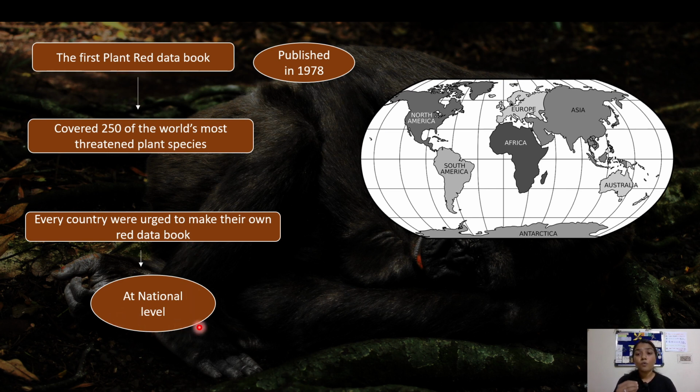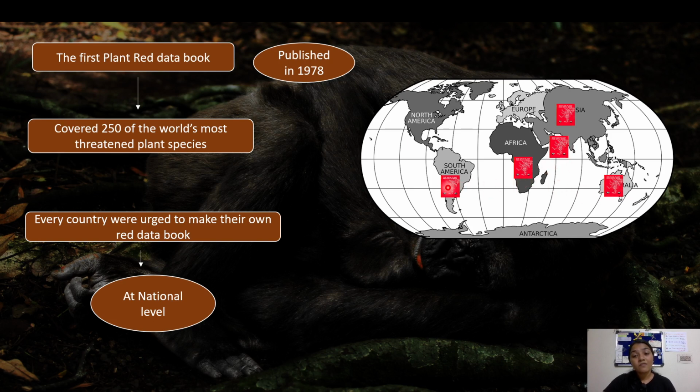Now see, when you work at international level, resources are sometimes less, because one person working at the top might not suffice for the initiative, and therefore it was decided that each and every country and continent will make their own red data book at national level. So what happened? For example, if Africa has its own red data book, then all the species of Africa will be recorded here. Likewise, all the species of South America will be recorded in another book. Likewise, all the species of Australia will be recorded in another book.